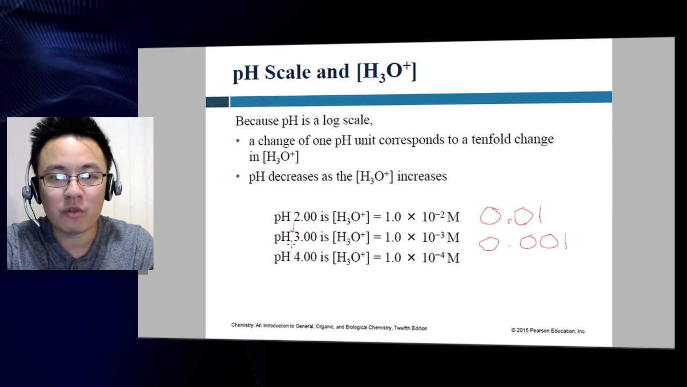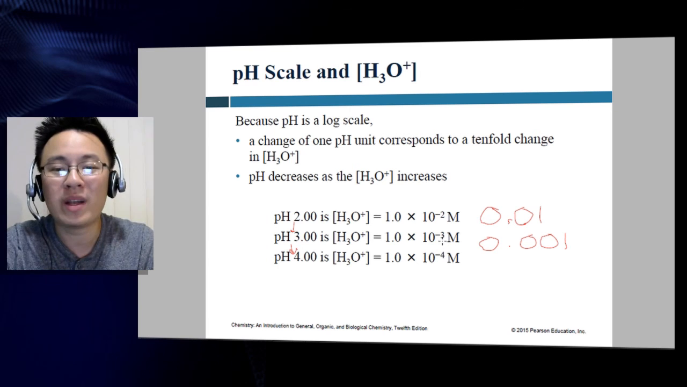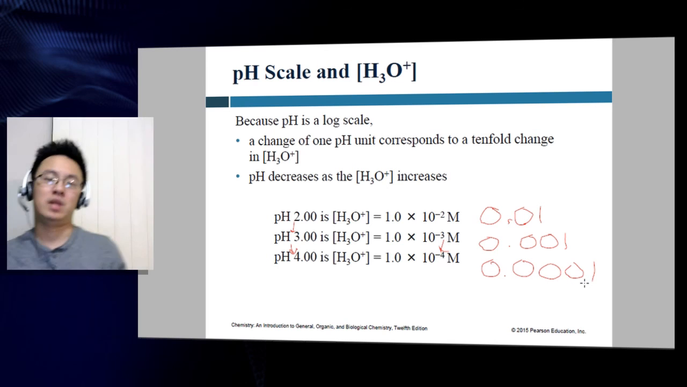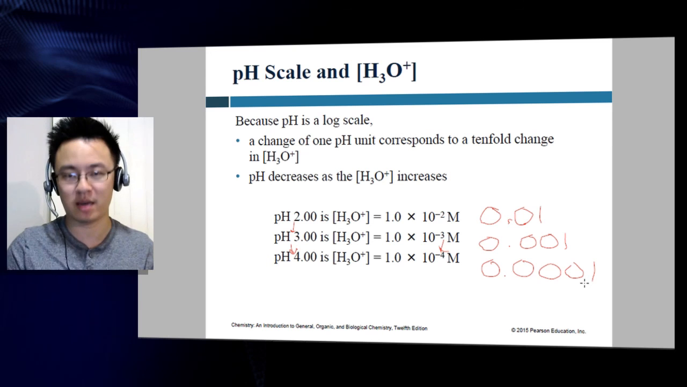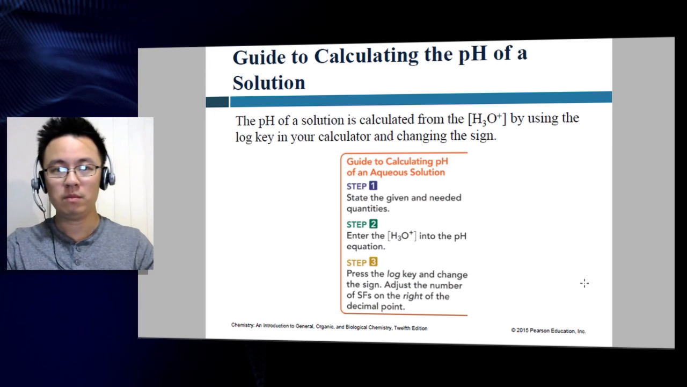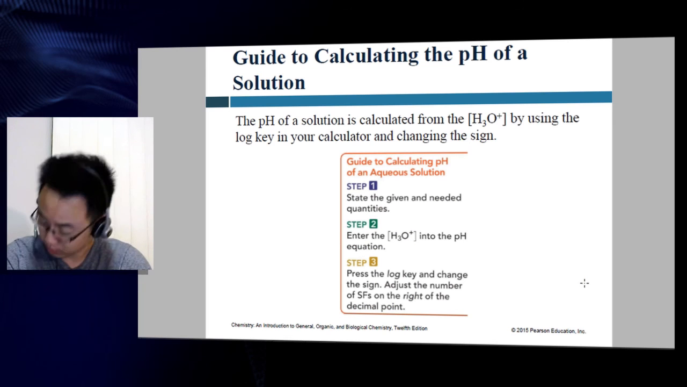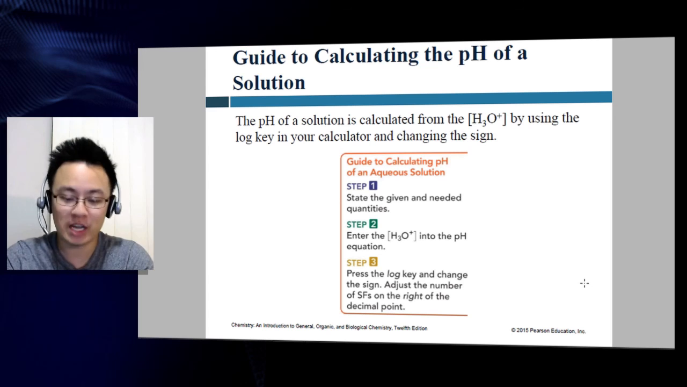And the same thing here, we go from pH of 3 to 4, even though we're going up by 1, but it is decreasing by 1/10 its value, 0.0001. Okay, 1/10 of its value. So keep that in mind. Don't forget that. So the pH of a solution is calculated from the hydronium ion by using the log key in your calculator and changing the sign.